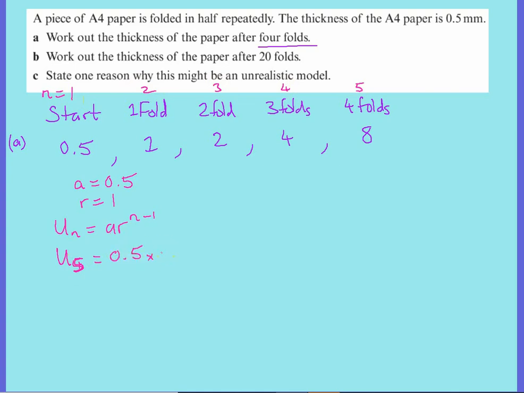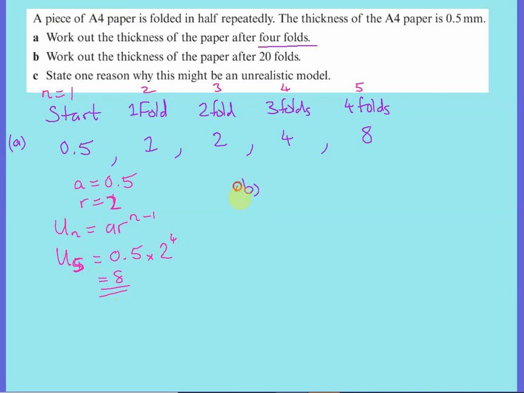R is not 1, it's 2. So it's 2. N minus 1 is going to be 4. So 2 to the power 4 is 16. Half of 16 is 8. We know our formula is spot on now. So let's go for B.